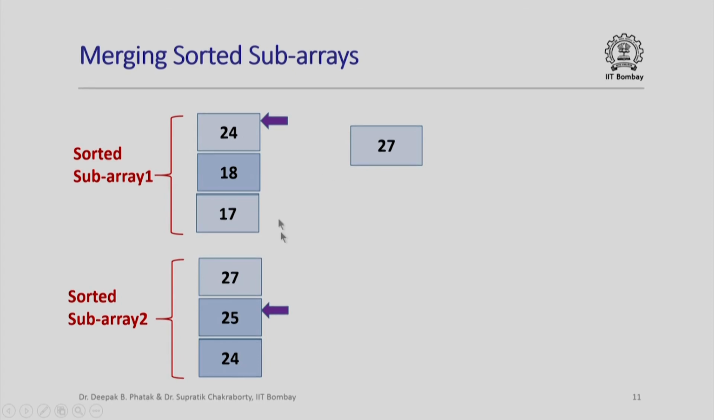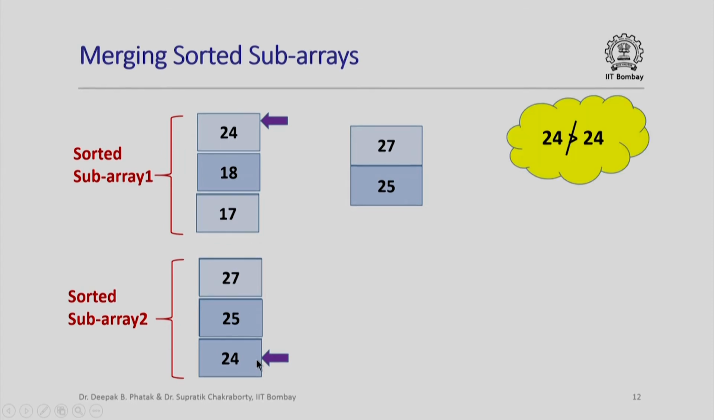So now I am going to compare these two elements. Since 25 is greater than 24 and the other elements are already less than or equal to 24, 25 should occupy the next position in the sorted array, and this index now comes down and points to 24. Once again I have to compare these two elements. Now it turns out that 24 is not really greater than 24, 24 is indeed equal to 24. So now I have a choice of either choosing this or choosing this, but let us say for the time being that I am choosing this.